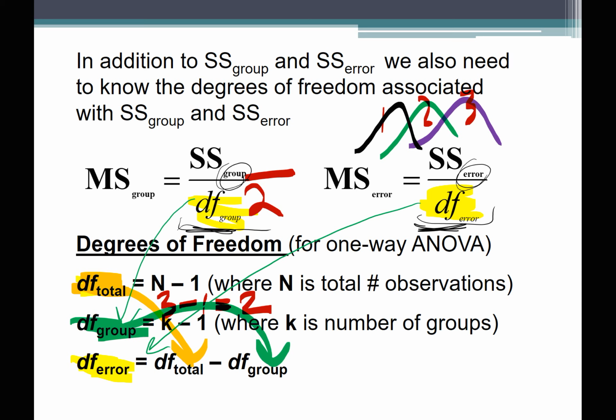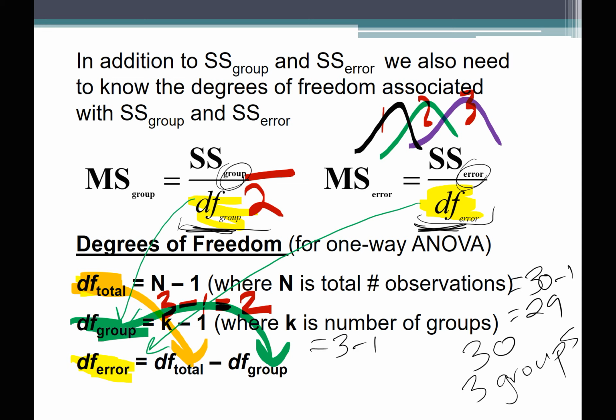So let's say we had a study where we had 30 individuals, 10 in each of 3 groups, right, with 3 groups. Well, then our DF total equals 30 minus 1 equals 29. Our DF group equals 3 minus 1 is equal to 2. So then our DF error is equal to 29 minus 2. It will be 27. Okay.